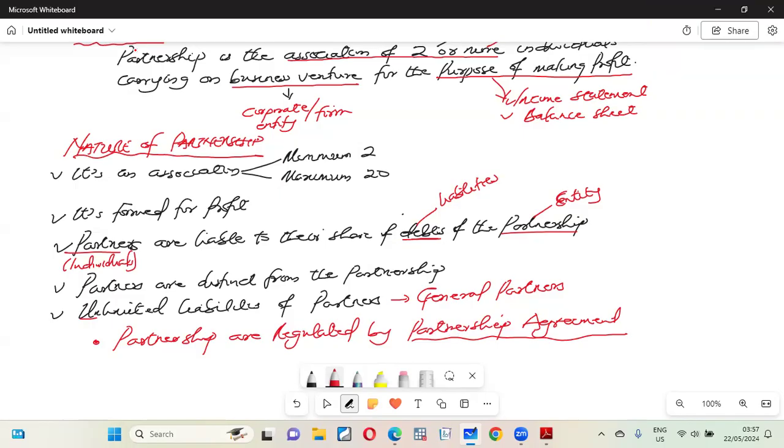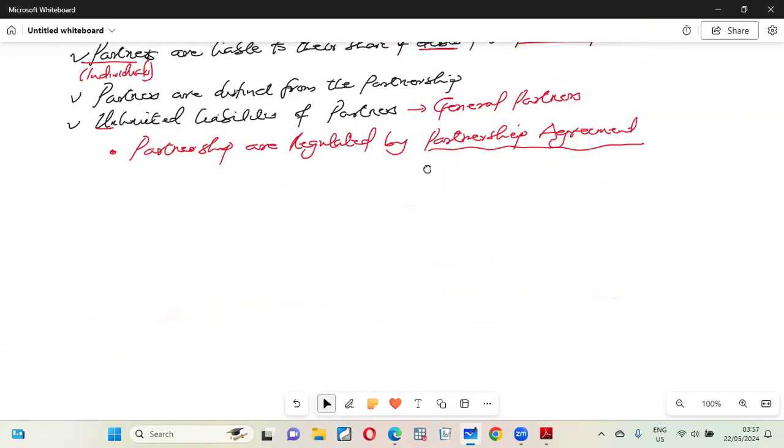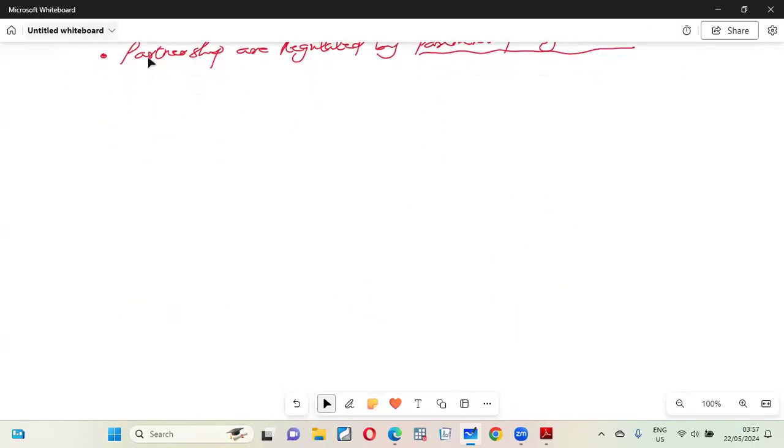So this is the nature of what? Partnership. But like I said, these days there is the coming of what? Limited partners. There's the coming of limited partners. All right. So for limited partners, what you see here is that they are liable up to how much they contribute as capital. So let me just talk a little about that. So we're talking about limited partners.